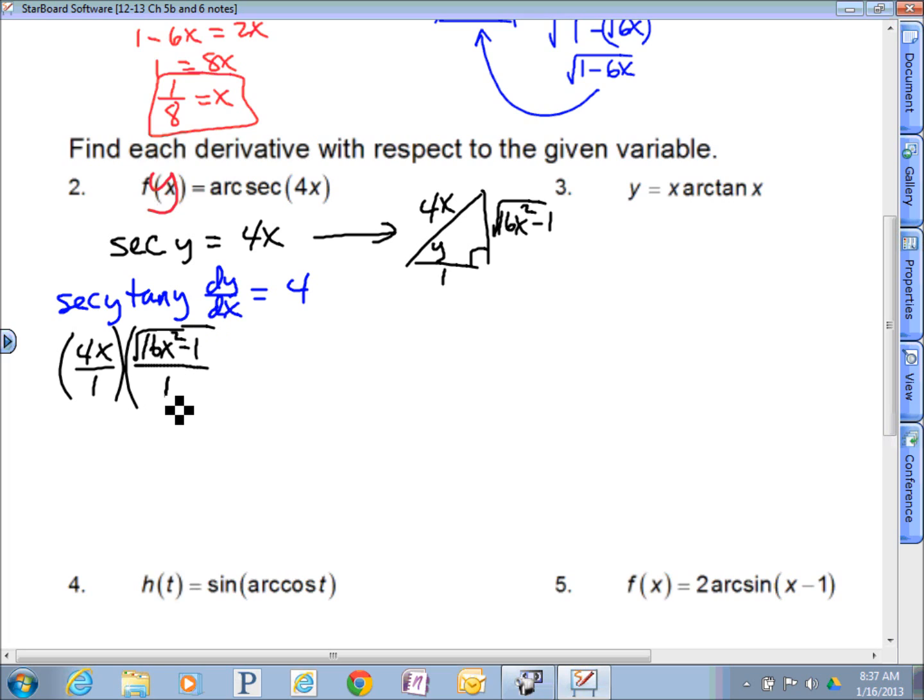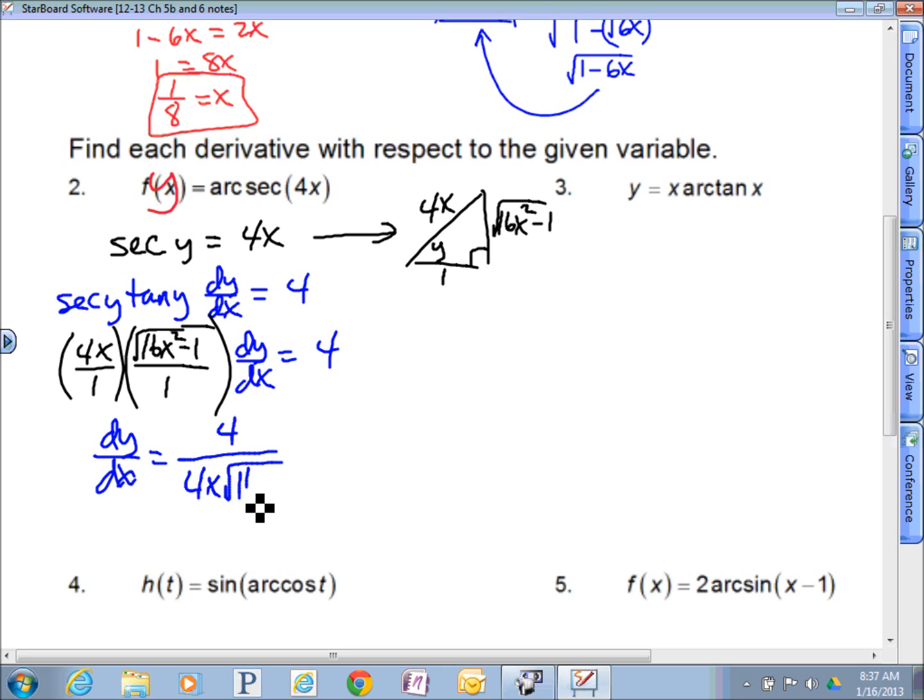Over the top of a 1 times my dy over my dx is equal to my 4. Well, so solve for your dy dx. What's dy dx going to look like? My dy over my dx, divide by 4x, divide by the square root of 16x squared minus 1. Clean it up. My derivative, 1 over x times the root of the quantity 16x squared minus 1.